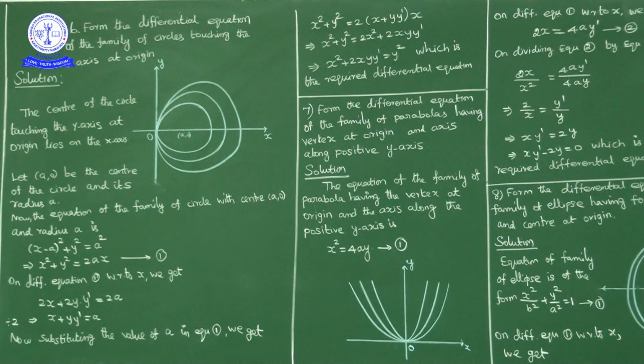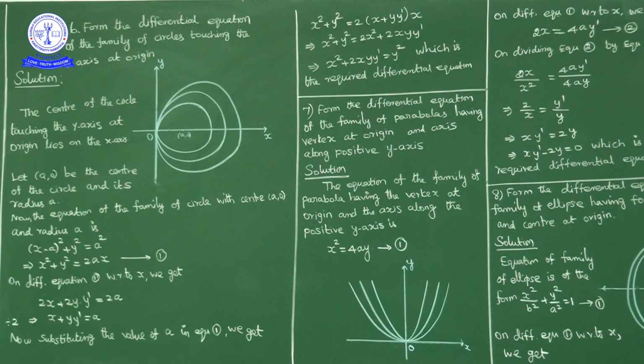Okay, now here question is to form differential equation of family of parabolas having vertex at origin and axis along positive y-axis. Axis along positive y-axis means upward parabola. Vertex at origin means this is a standard equation of parabola. Family of parabolas having vertex at origin and axis along positive y-axis is x square is equal to 4ay. Here changing quantity is what? a. Okay, a is the arbitrary constant here, parameter.